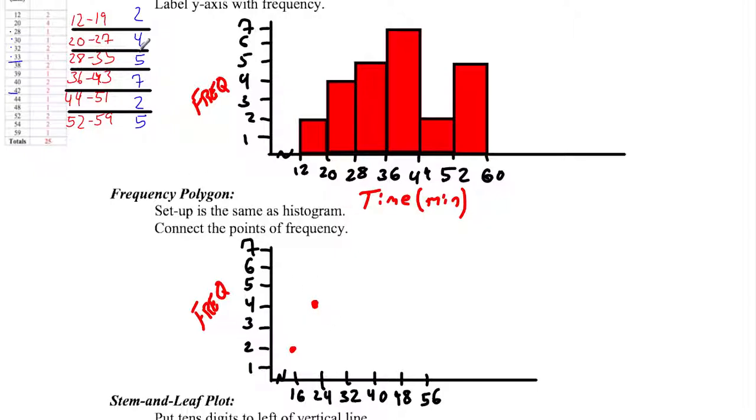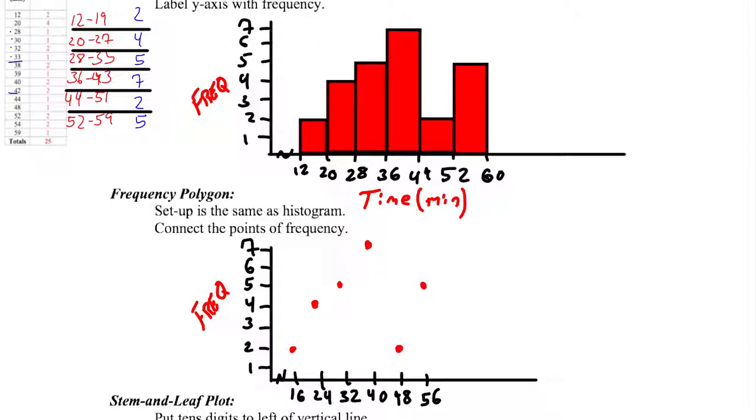32 is the midpoint of 28 to 35. Frequency is 5. 40 is the midpoint of 36 to 43. That frequency is 7. And 48 is the midpoint of 44 to 51, so that's 2. And 56 is the final midpoint with a frequency of 5.